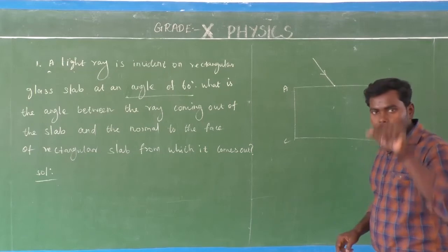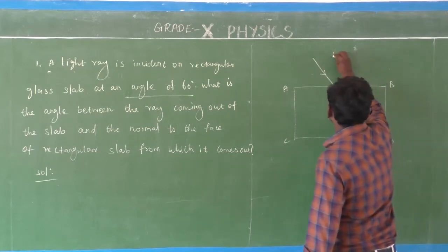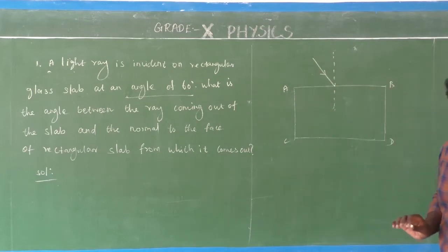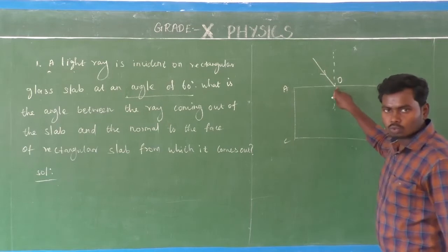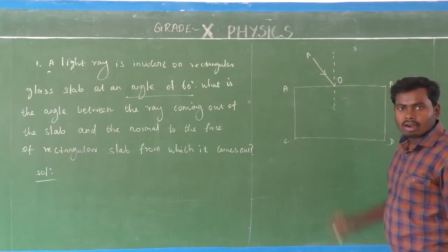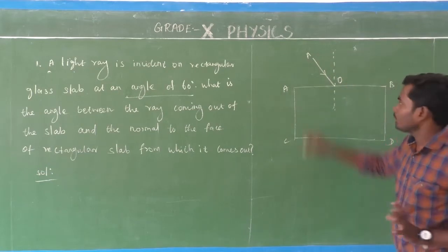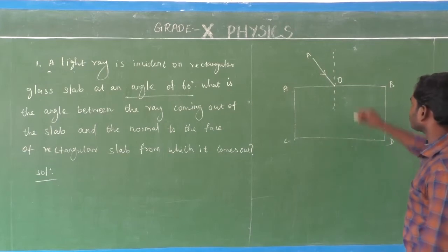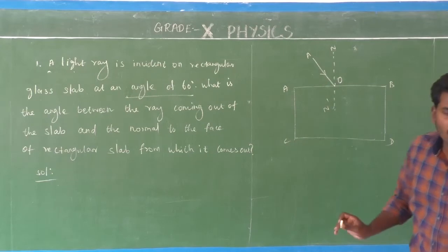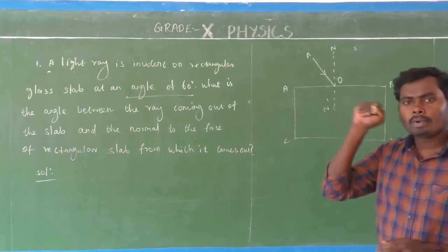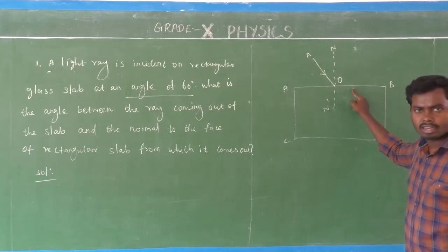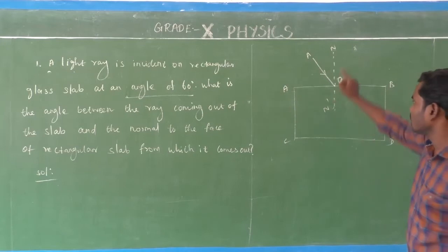So draw one normal along with this point of incidence. This is the point of incidence O, and this is the light ray, that is A. So AO is the incident ray. Normal, this is N dash. What is normal, sir? Already we know what is normal. Normal means nothing but a perpendicular line to the surface of the glass slab. This means a 90 degree angle. That is normal.